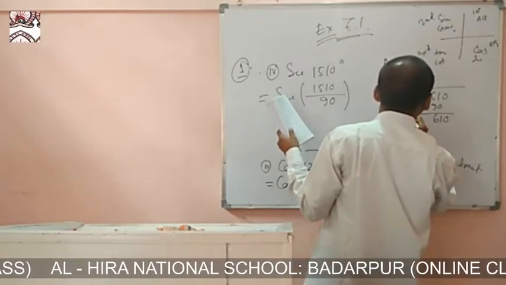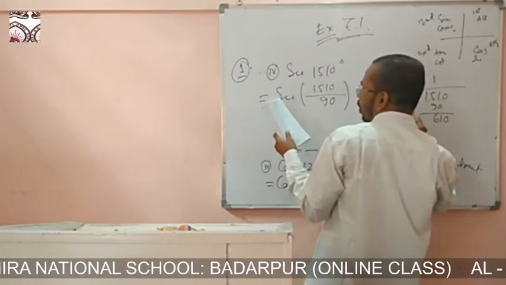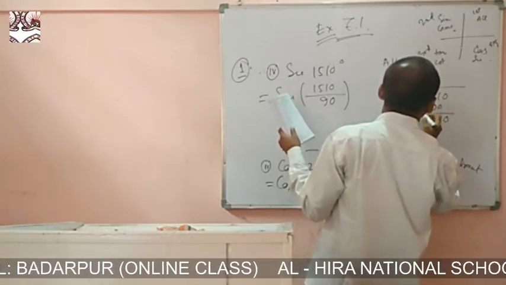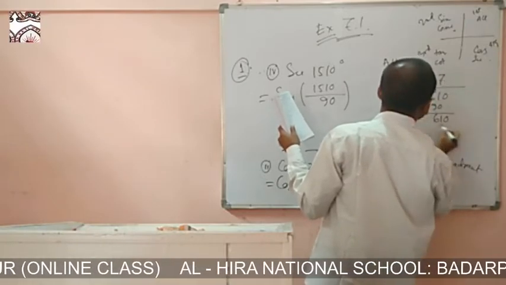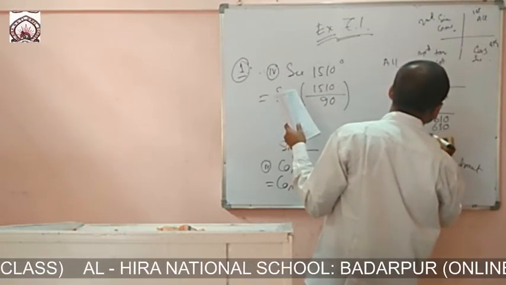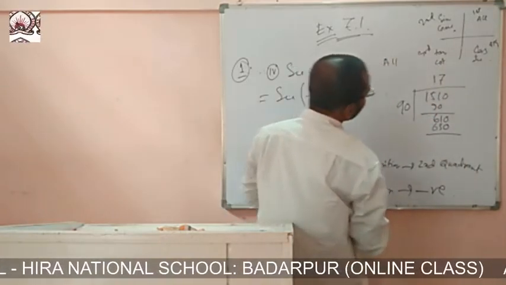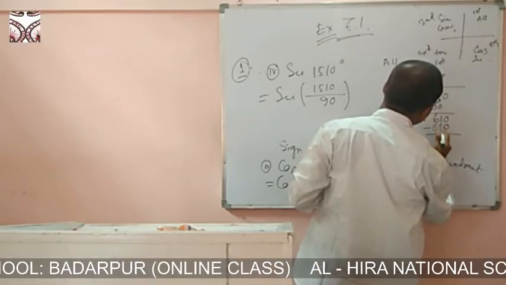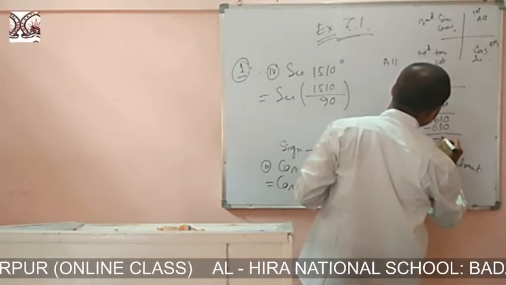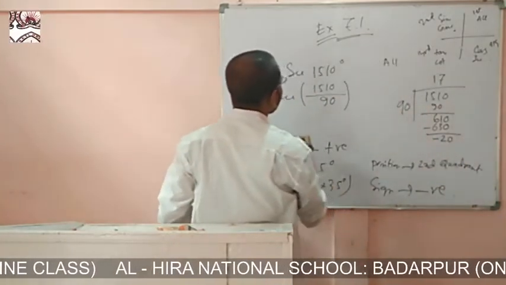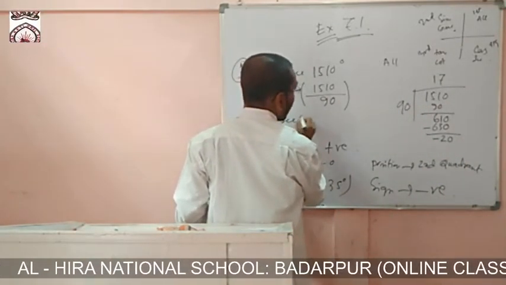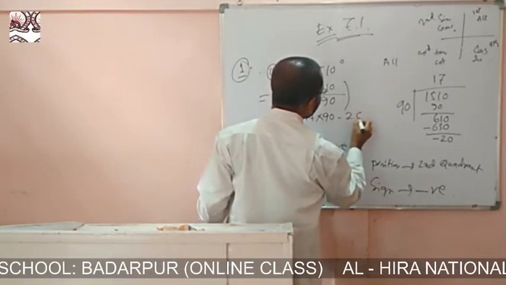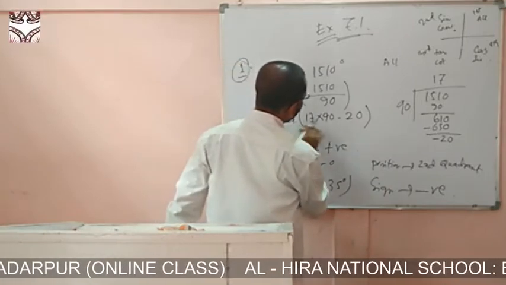So again, if we divide by 7, then 700, and this will be 630. So 630, if not subtractable, the remaining will be minus 20. So you can write it is sec 17 into 90 minus 20. So sec 17 into 90.